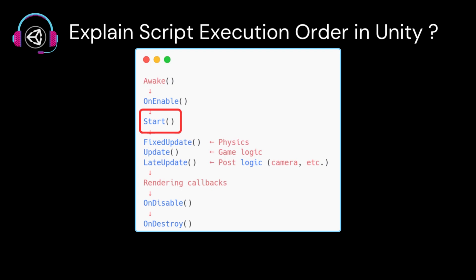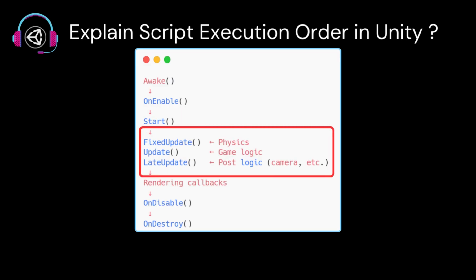Start is called once before the first frame update, only if the script instance is enabled. It is used for initialization that depends on other objects being initialized, or for setting up the initial game state. Once the initialization is done, Unity enters the update loop, which repeats every frame.